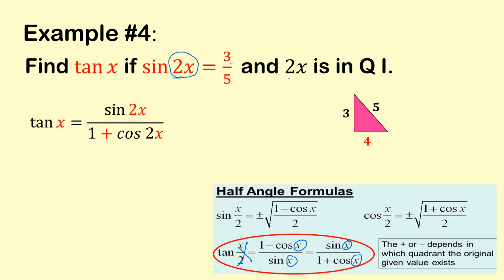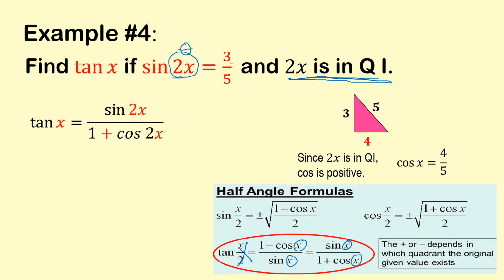Pero 2x is in quadrant 1, meaning all trigo functions are positive. Okay, so cosine 2x, kasi ang angle mo dito na consider, this is your theta. Cosine 2x is 4/5. Sorry, this should have been 2x. Okay. So, replace na natin. Si sine 2x is 3/5. Si cosine 2x is 4/5. Simplifying using the PEMDAS rule, no? Or your calculator, this is 9/5, no? So, 3/9 is 1/3. Okay, so that's for our example 4.